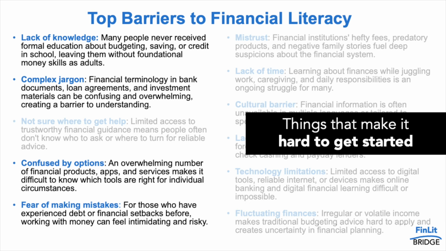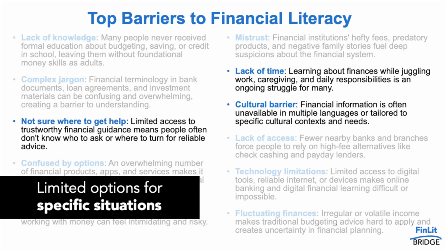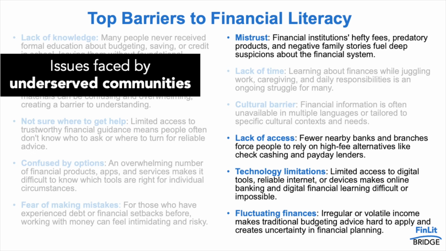These elements here are really things that make it hard to get started with financial literacy. These other bullets really are speaking to the lack of options that folks have in specific situations. Then these final bullets are barriers that affect underserved communities. Now we can take these three distinct groups and start thinking about how we align the bullets under these section headers, arranging the information so it's more effective on the slide.